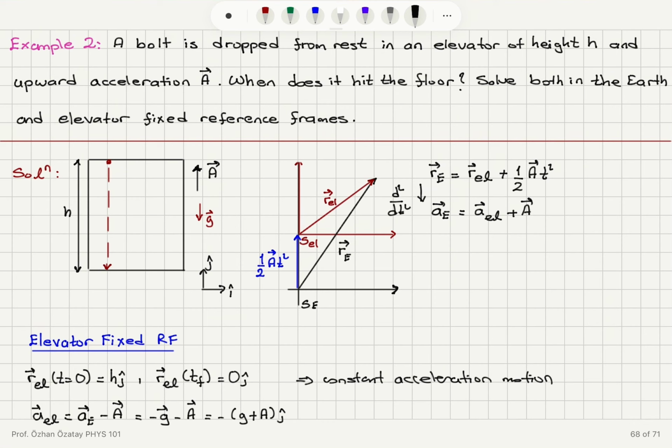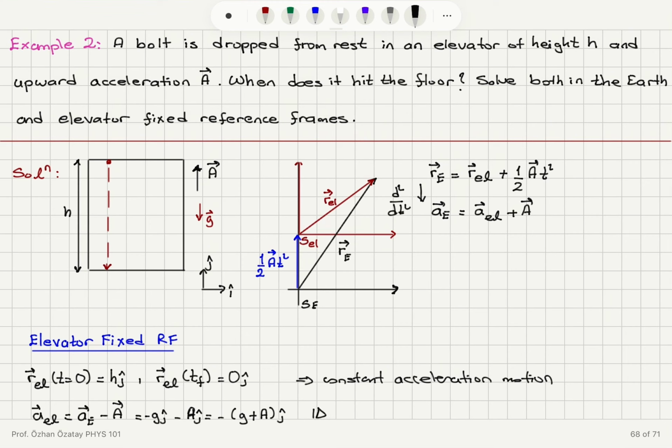Maybe I should write this. Okay, so this is correct. Or let's make sure that this is written correctly. Acceleration in the Earth reference frame is minus g j hat. So it's going to be minus g j hat minus a vector, which is minus a j hat. Okay. So this is going to be minus g plus a j hat.